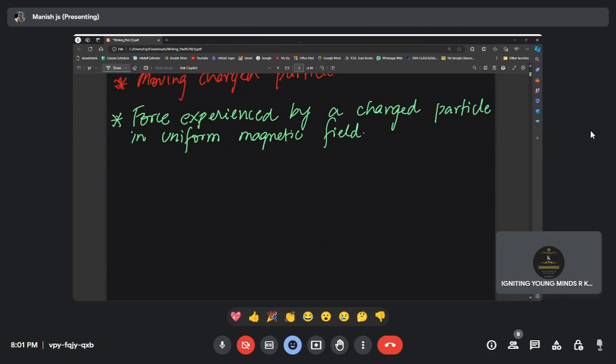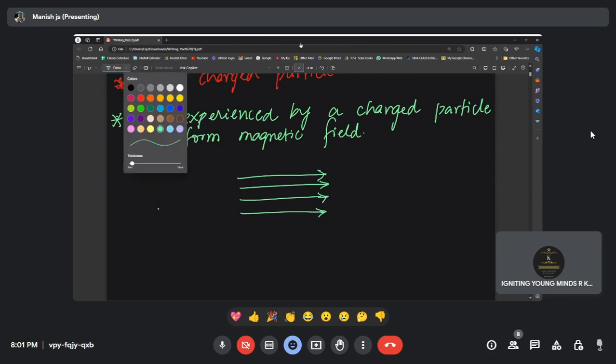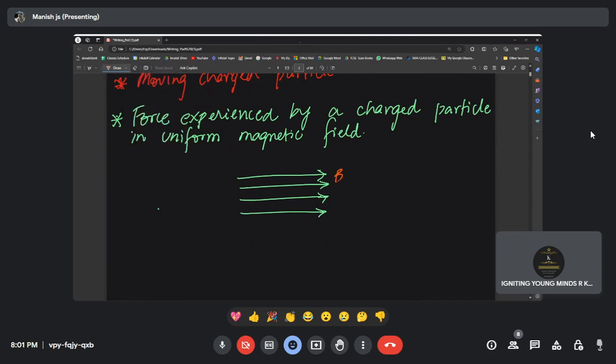Now, when I say uniform magnetic field, how do we represent it? Already I have told you, but I show it to you again. Uniform magnetic field is represented using parallel lines, as I am showing here on the screen. Parallel lines represent uniform magnetic field, so the magnitude is the same everywhere. Any point I choose arbitrarily in this region, the strength is going to be the same. It will not change. That is what I mean by uniform magnetic field.